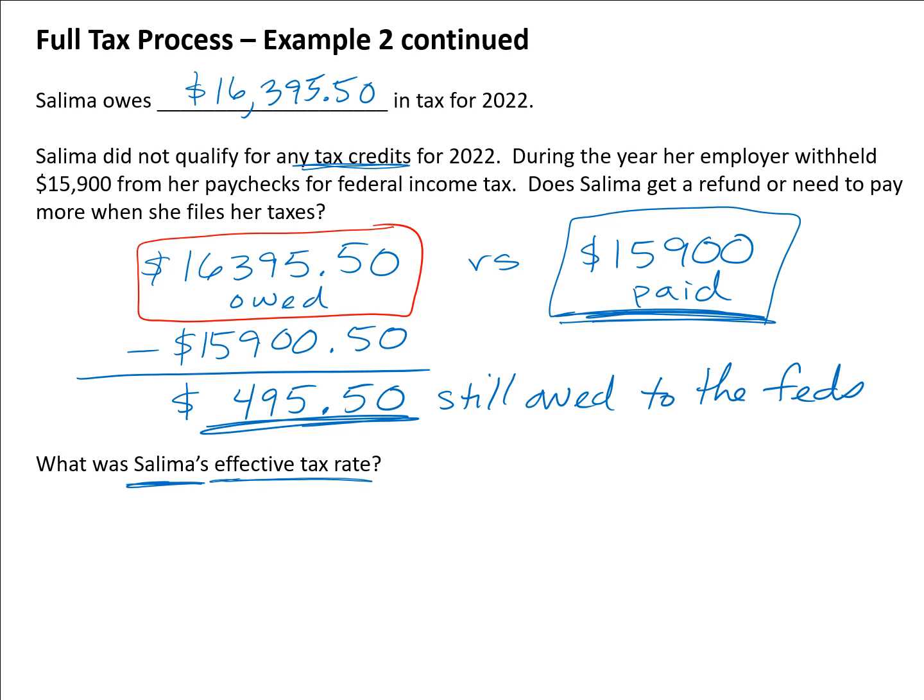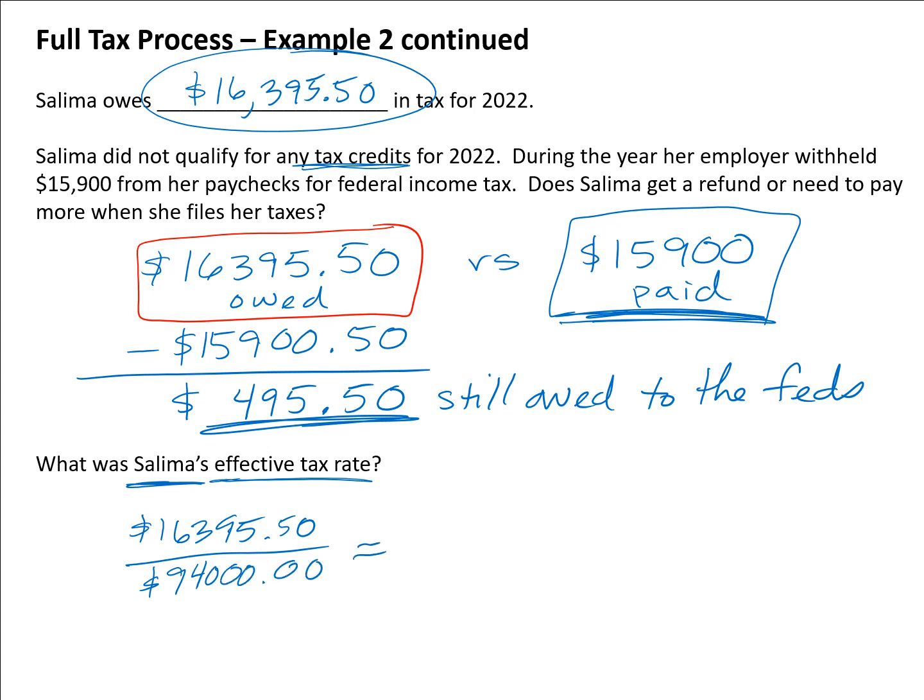And we basically do that by taking the amount that she owed, $16,395.50, and dividing that by her income, I should say taxable income, which was $94,000. And that gives us an effective tax rate of about 17.4%. This is the average of that 10%, 12%, 22%, 24%. That kind of averages those together. So her effective tax rate, when you look at what she paid in taxes compared to her taxable income, is 17.4%.